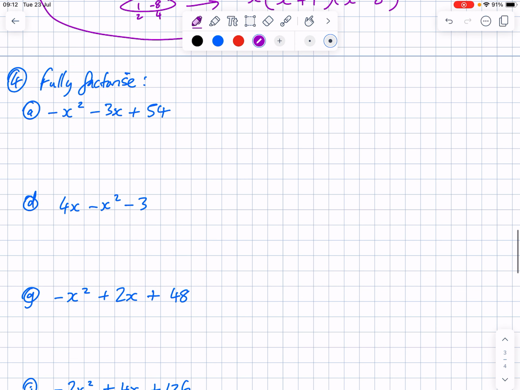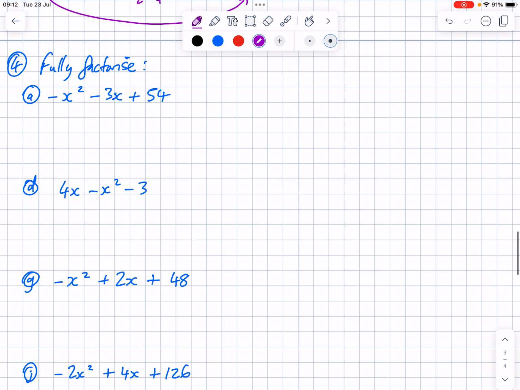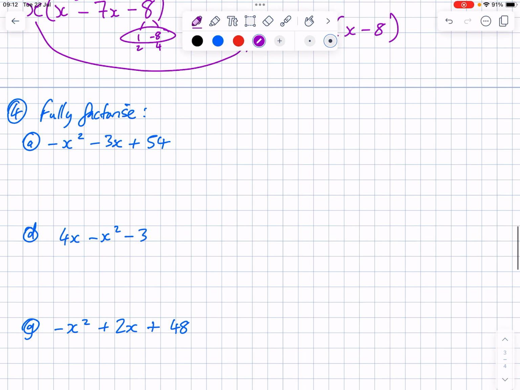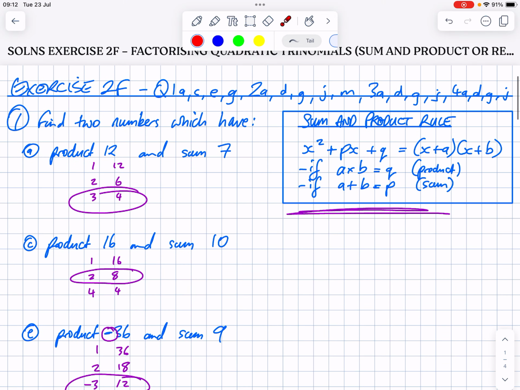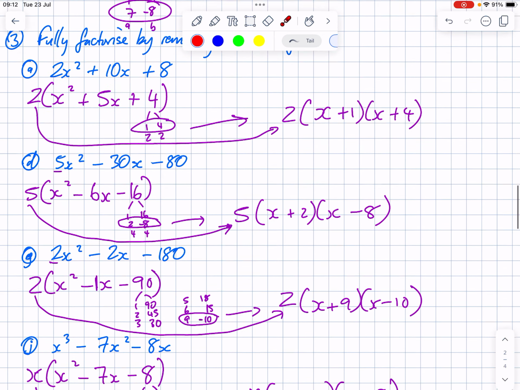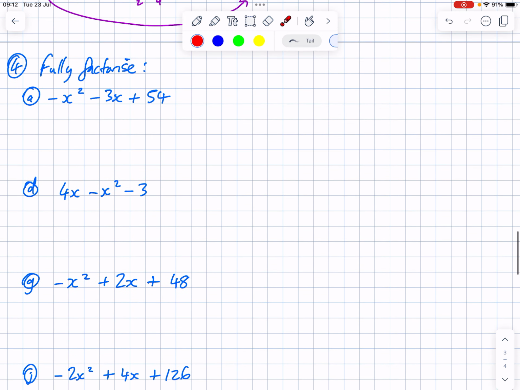Last set, number 4, fully factorize these. So the problem we have in this first one is your rule does not have a negative here. It's positive x squared. So the rule's only going to work when it's positive. So how do we deal with this? There is a number in front of that x squared. For it to exist, it's negative 1. So I can remove negative 1 as a common factor from all of these, put it outside the brackets.